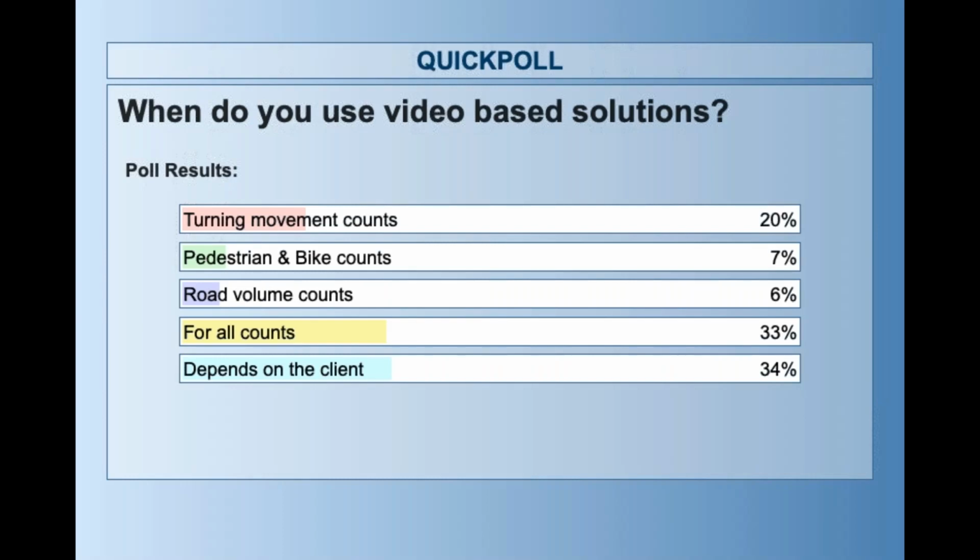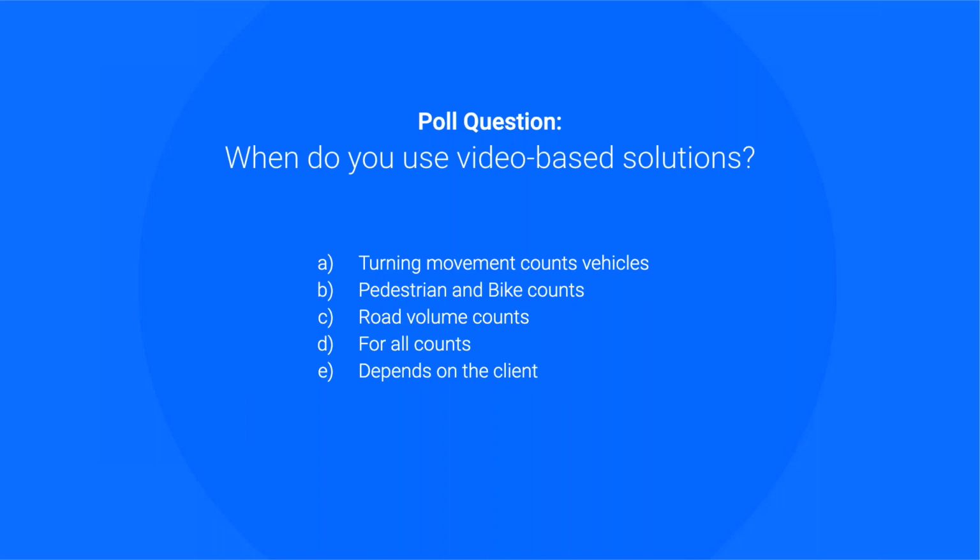Yes, well, perfect. As you can see, the majority of you base your decision on when to use video-based solutions on either the client, or they in general use it for all the counts. There's a heavy reliance on turning movement counts for cameras. And I would really love to know why we have such a small portion still using other counting methods for pedestrian and bike studies. Maybe we can jump on a call after the webinar or in the future, I would always like to learn these types of things. So let's close the poll and move into our Q&A session.